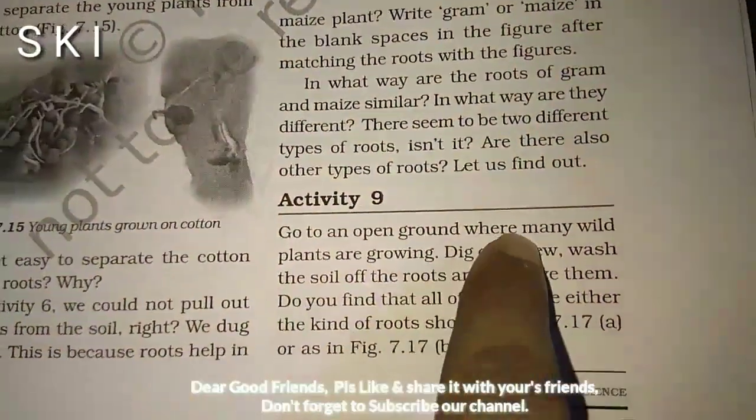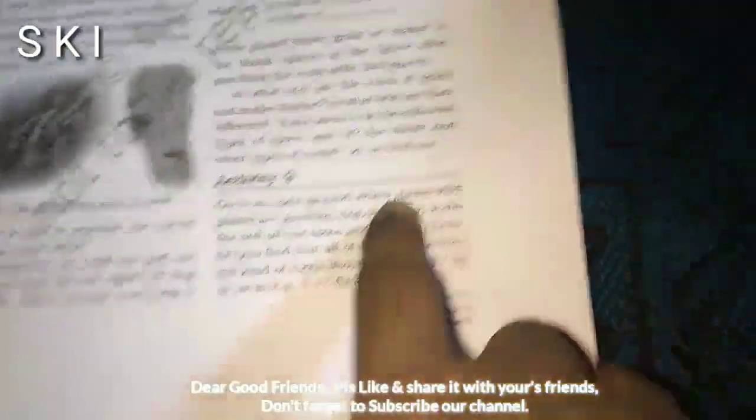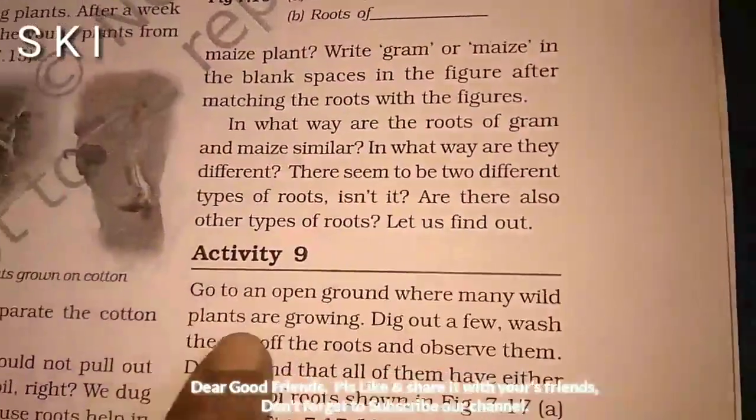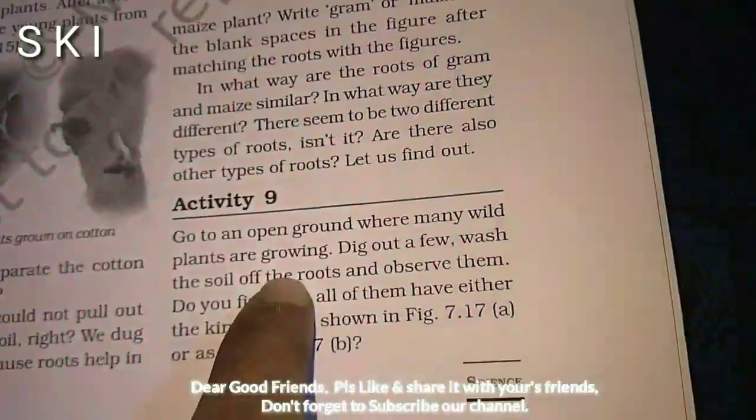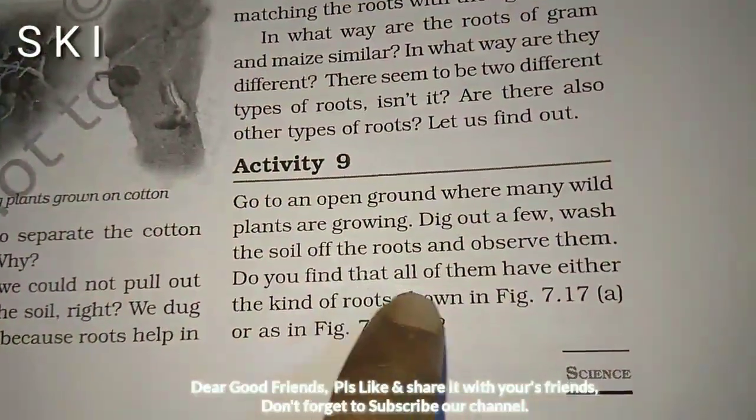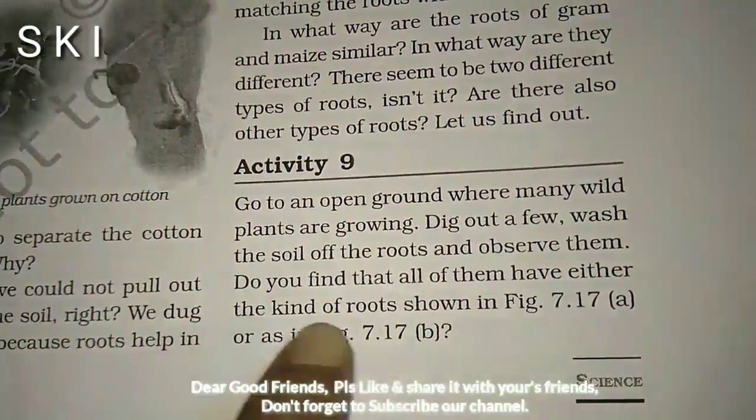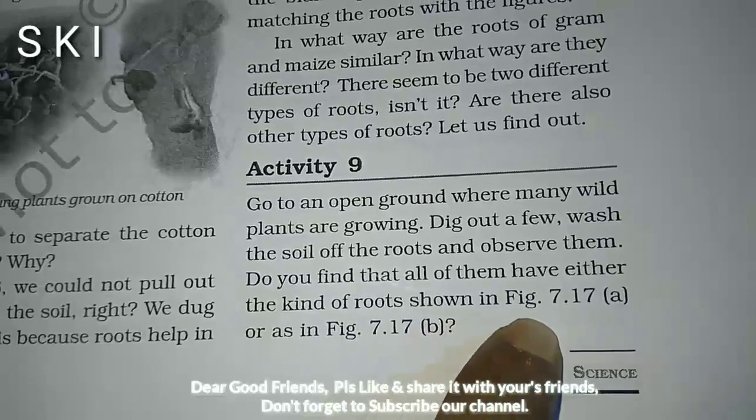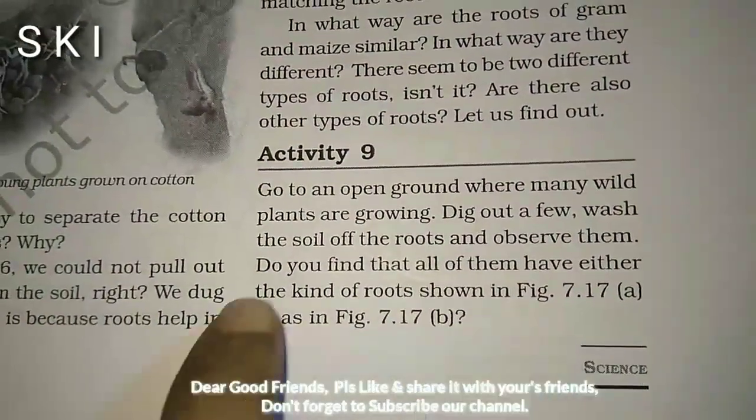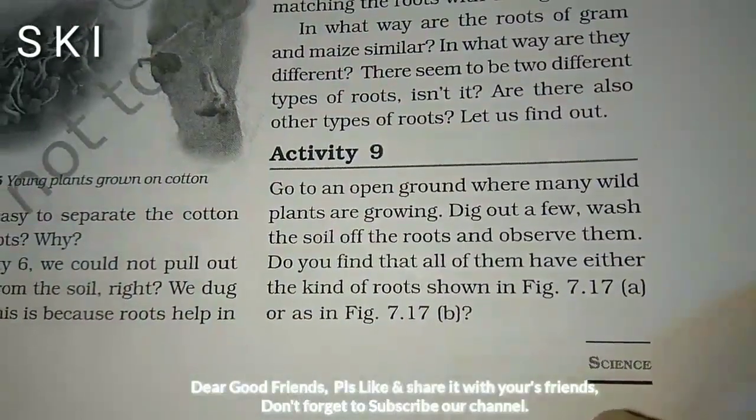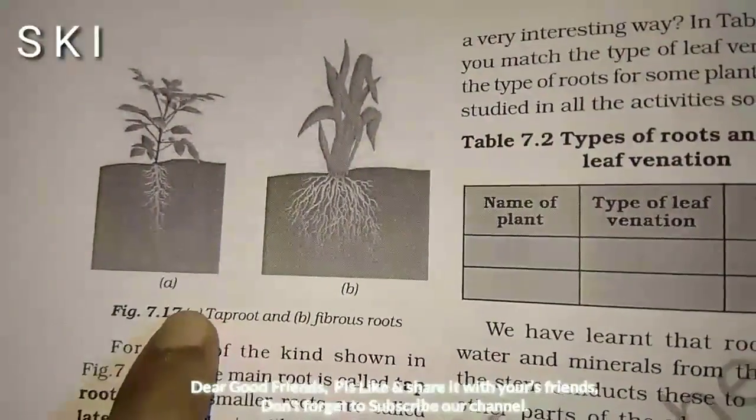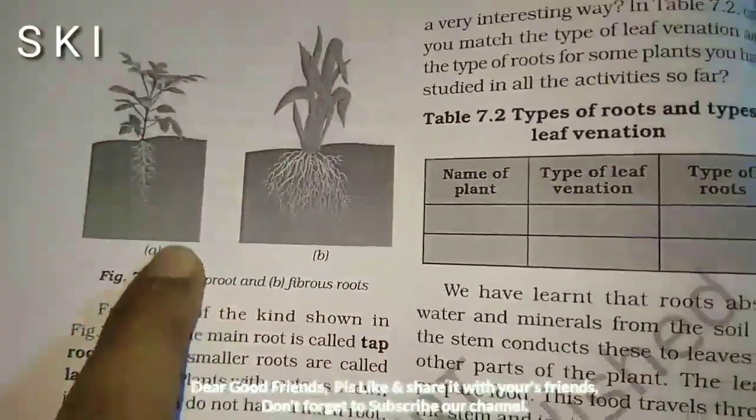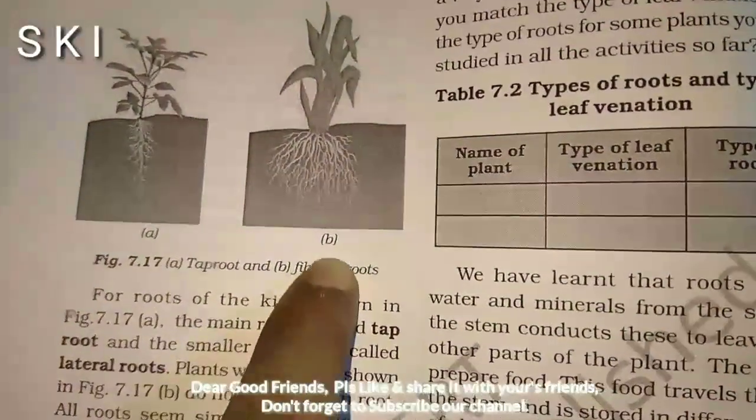Go to an open ground where many wild plants are growing. Dig out a few, wash the soil off the roots and observe them. Do you find that all of them have either the kind of roots shown in figure 7.17a or figure 7.17b? Taproot. This is a fibrous root.